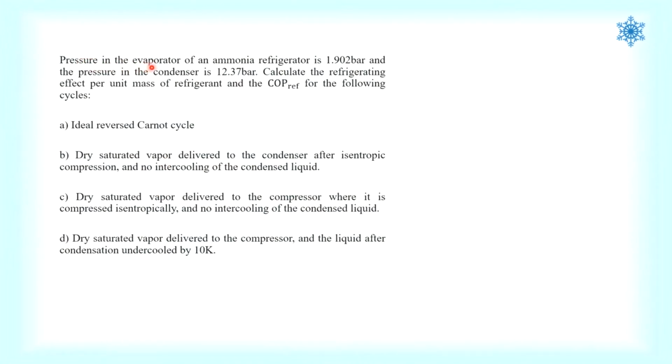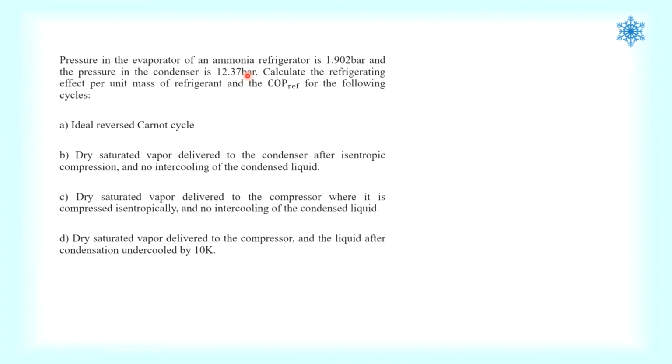Now, the pressure in the evaporator of an ammonia refrigerator is 1.902 bar, and the pressure in the condenser is 12.37 bar. I hope everyone has done your revision. So this will be your low pressure, which is the evaporator pressure, and this would be the higher pressure, that is the condenser pressure.